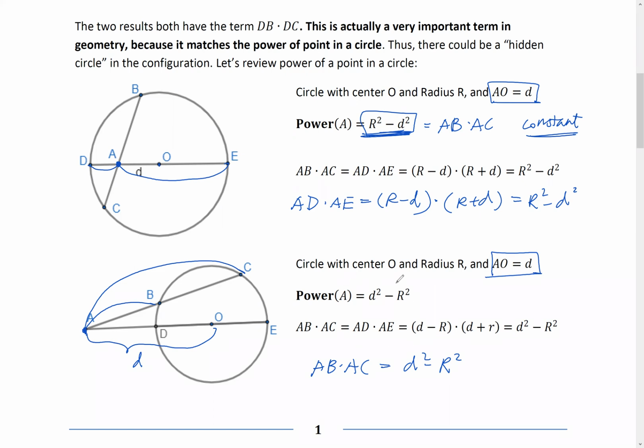Try to prove it yourself. I think it's very, if you follow the steps here, it should be very accessible. Okay, now let's look at our isosceles triangle.